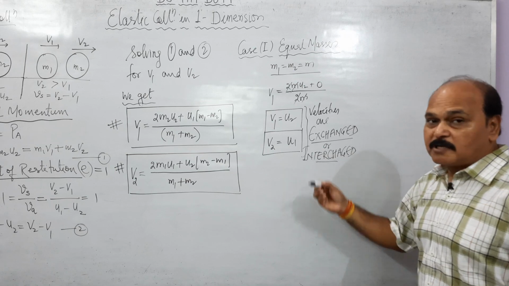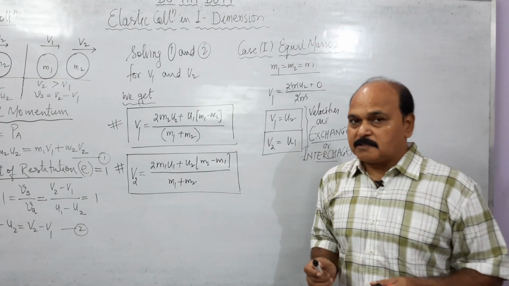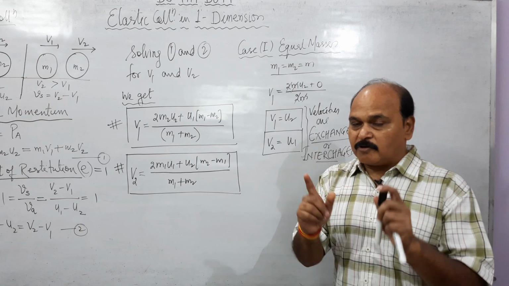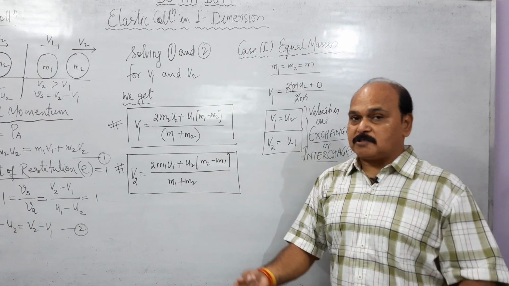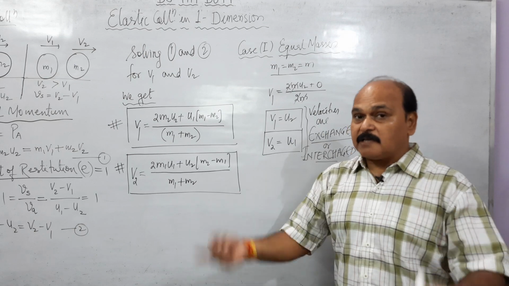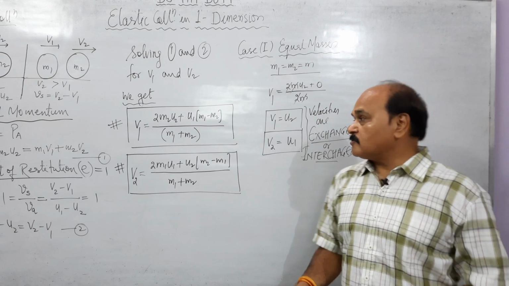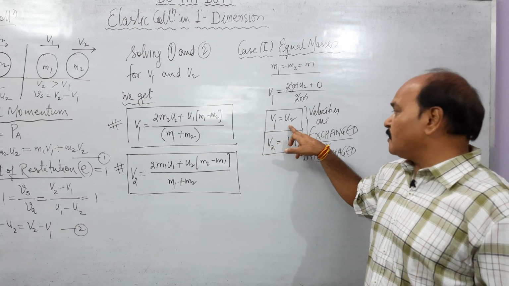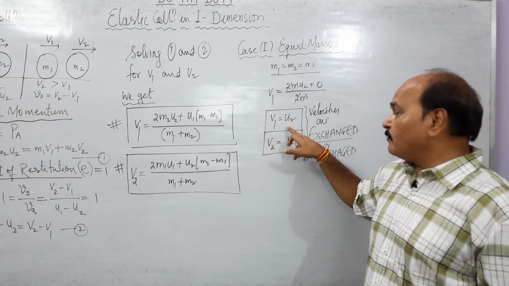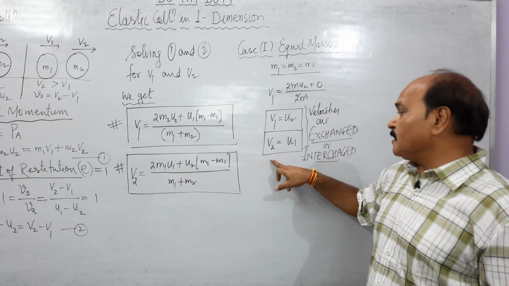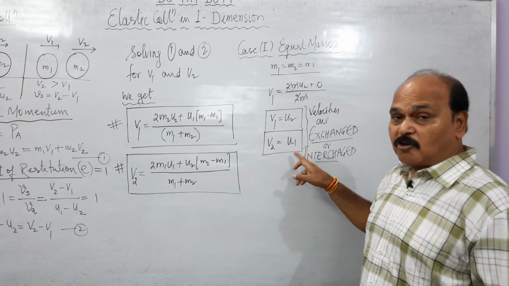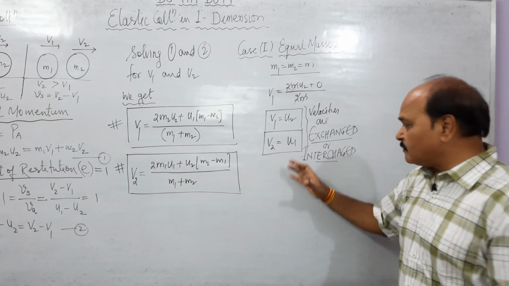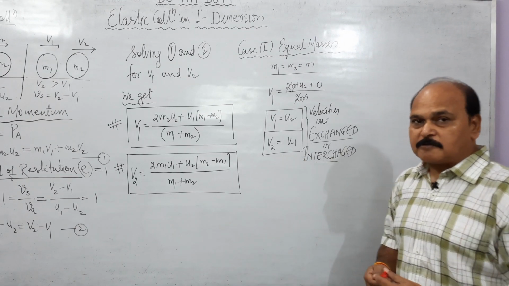So what is the conclusion? If two equal masses collide elastically in one dimension, then after collision they interchange their velocity. They exchange their velocities. Final velocity of one is same as the initial velocity of the second object, and final velocity of 2 is same as the initial velocity of the object number 1. Let us understand it further with the help of some very specific examples.